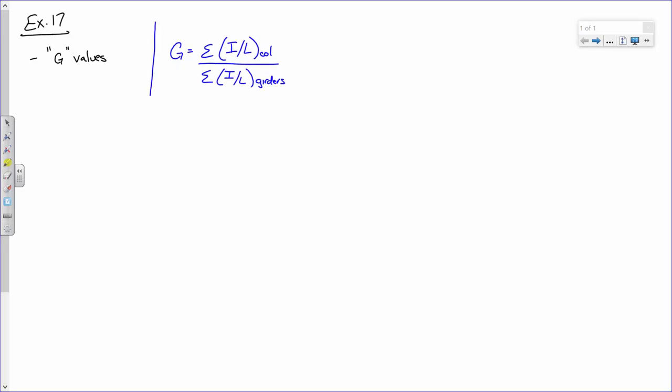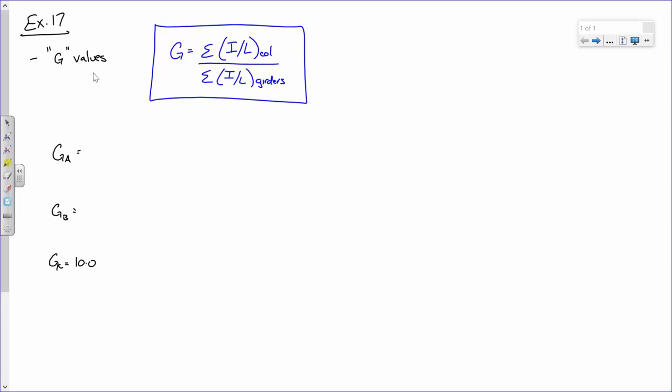So, example 17. I've got the image over here on the board. Let's start off with G values. Remember, the way that we compute a G value is we take the sum of the I over L for the columns divided by the sum of the I over L for the girders. That's how we compute G. We're going to have three quantities: a GA, a GB, and a GC, but we already know what that is. That's 10.